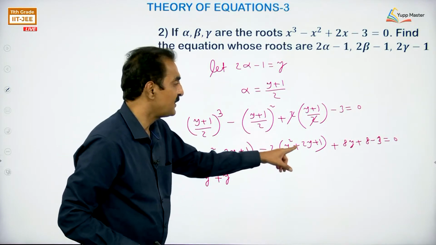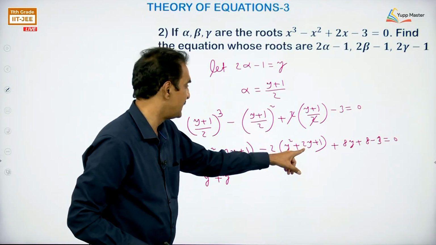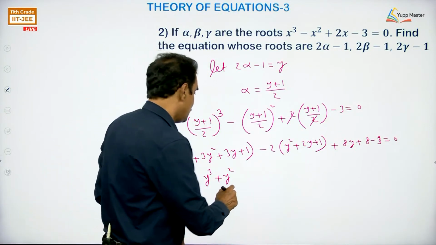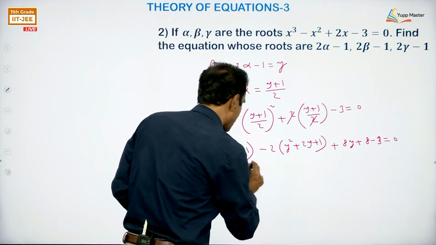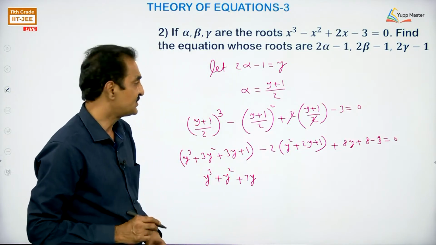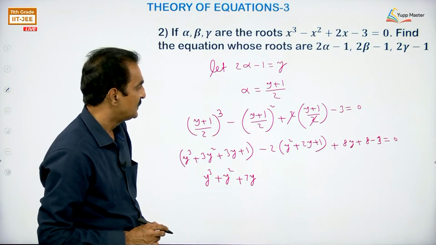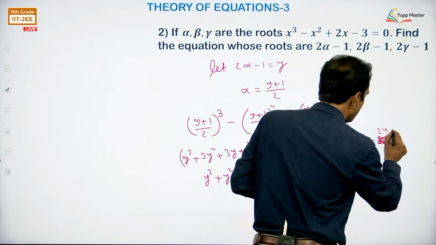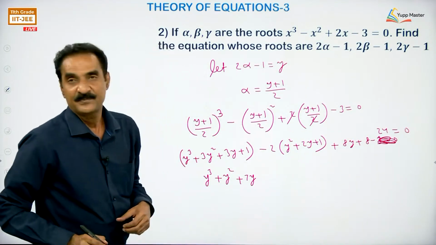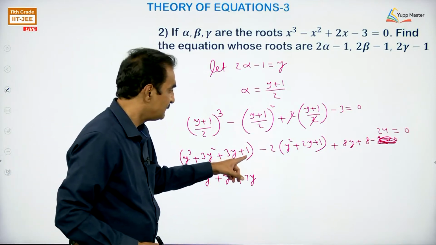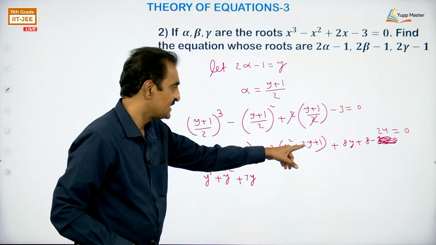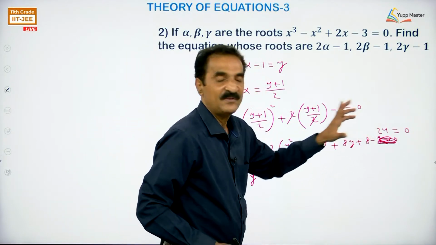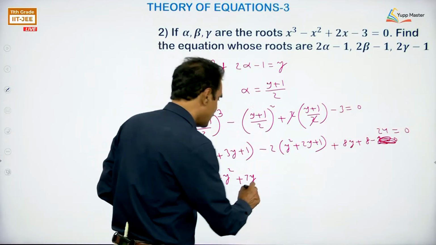3y minus 4y means minus 4y minus y, plus 8y: minus y plus 8y is plus 7y. Next, constant. We have to multiply the constant also by 8 now, so this becomes minus 24. Now the constant term: 1 minus 2, minus 1, plus 8 plus 7, 7 minus 24, it will be minus 17.